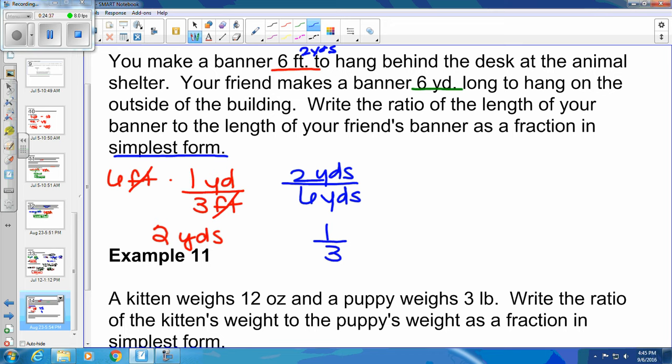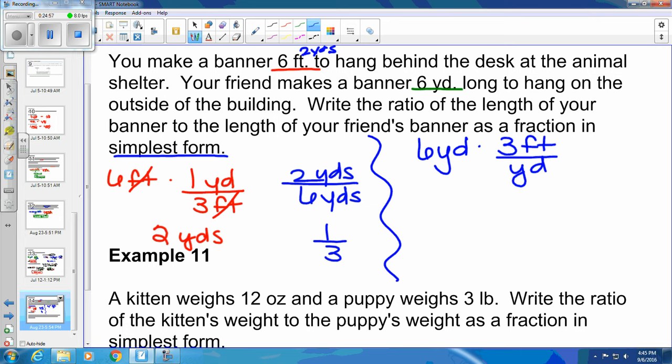The other way, I could have converted my friend's 6 yards into feet. So I could have taken the 6 yards and converted it into feet. And I know there's 3 feet for every yard. Okay, my yards cancel. 6 times 3 is 18, so we have 18 feet. Let's erase this up here, and let's change this guy to 18 feet.